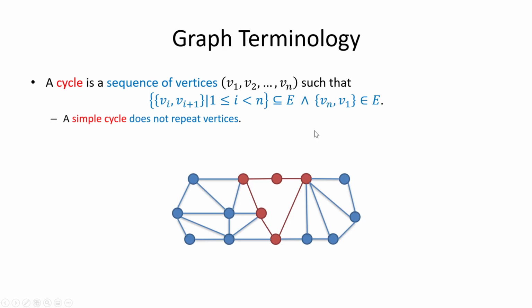So because of that, it's a path-like structure, just with an additional definition and criterion, but cycles play an important role, just like paths do, in a number of algorithms. Now, this is also an example of a simple cycle. A simple cycle does not repeat vertices.